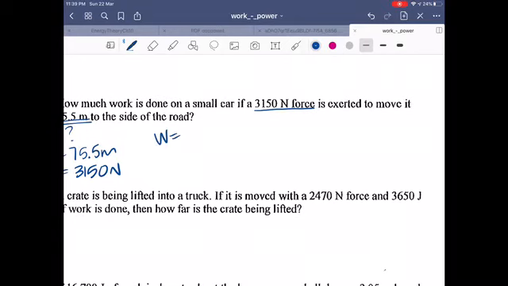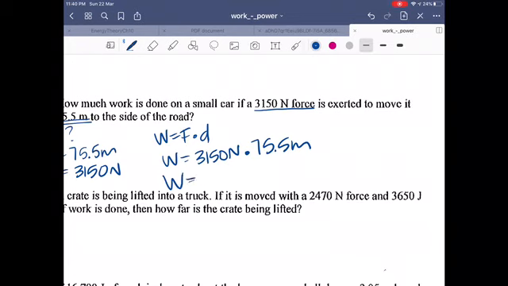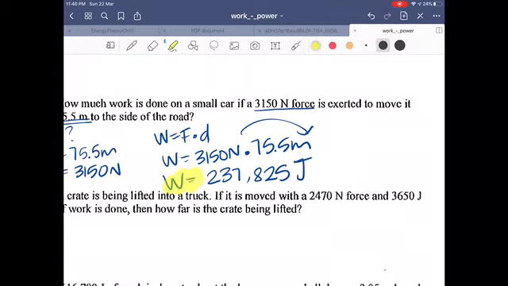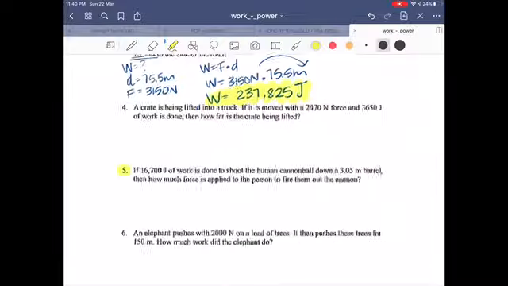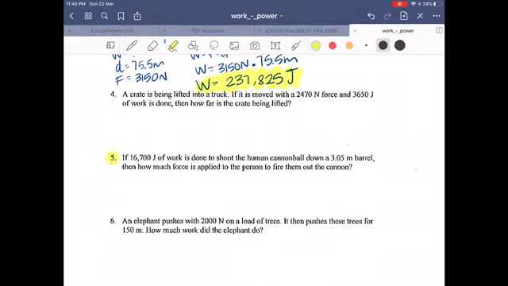So this one would be work equals force times distance. Work equals 3,150 newtons times 75.5 meters. And your answer will be 237,825. And newtons times meters will give you joules. Okay? If you have doubts on how you got that, go back to your last video and there you can see the units.